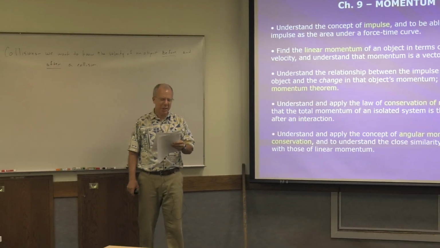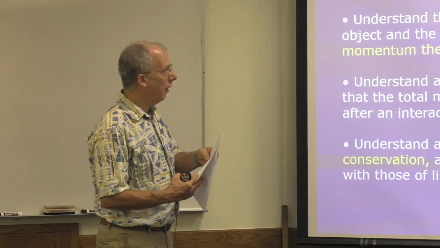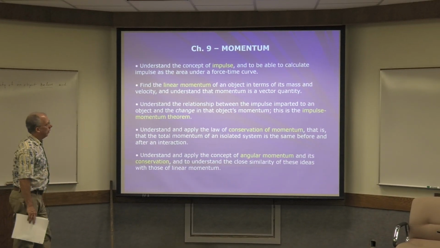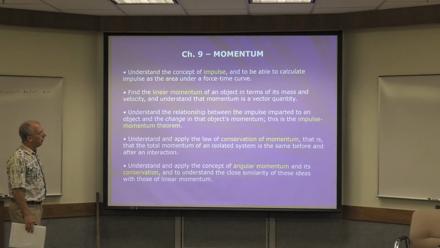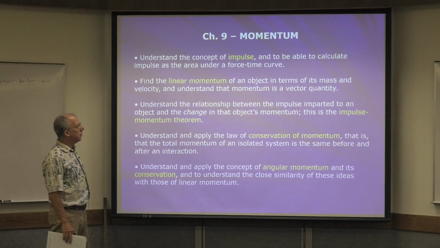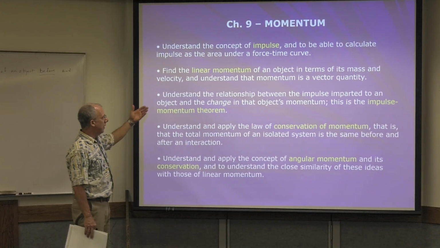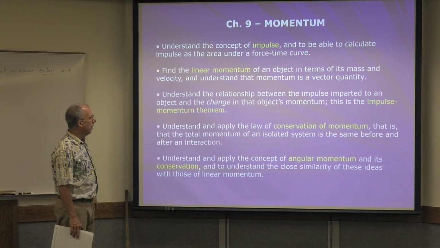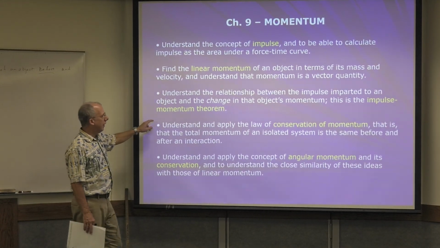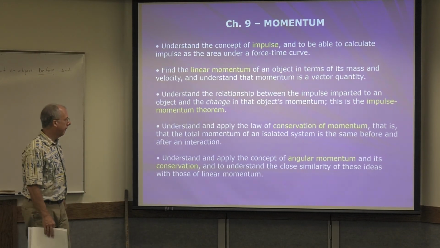Alrighty, Physics 105. This is Chapter 9, Momentum. So here are the objectives. We'll discuss something called impulse, and we'll calculate impulse as the area under the force-time curve. We'll find the linear momentum of an object in terms of its mass and velocity, and we'll understand that momentum is a vector quantity. We'll learn the relationship between impulse imparted to an object and the change in the object's momentum, and that's called the impulse momentum theorem.